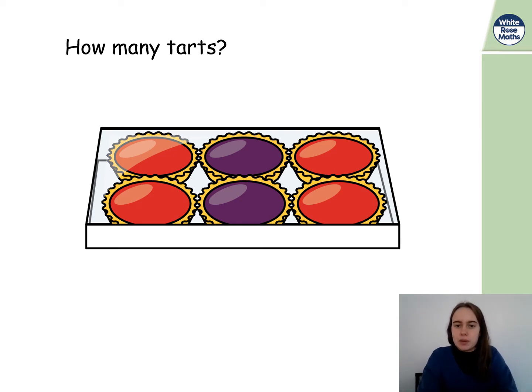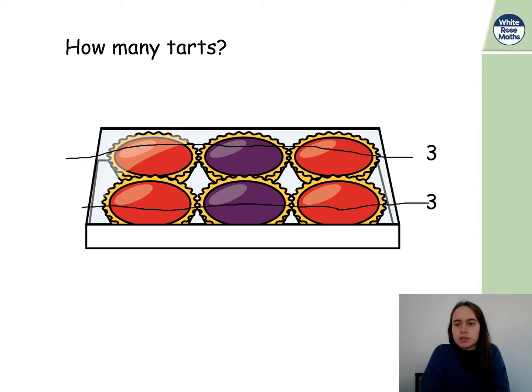So let's count up the rows. How many tarts do we have in each row? We've got 1, 2, 3. Remember, going across in a row. And in the same row, in the row underneath, we've got the same amount. We've got 1, 2, 3. So let me show you with my pen. That's the row. And this is a row.